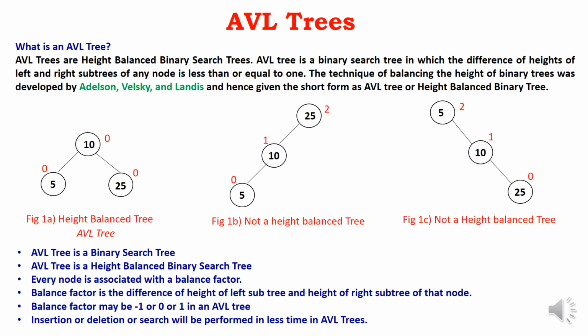An AVL tree is a binary search tree. An AVL tree is a height balanced binary search tree. Every node is associated with a balance factor. Balance factor is the difference of the height of the left subtree and the height of the right subtree of that particular node. The balance factor may be -1, 0, or 1 in an AVL tree. Insertion, deletion, or search will be performed in less time in AVL trees compared to binary search trees.